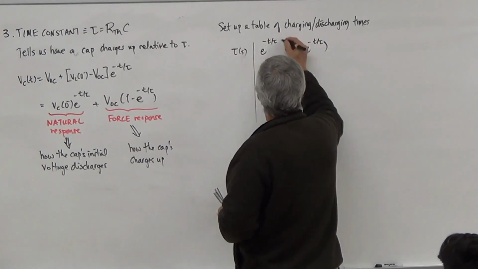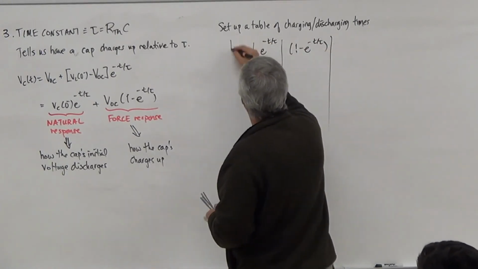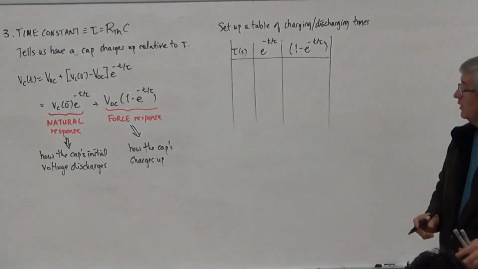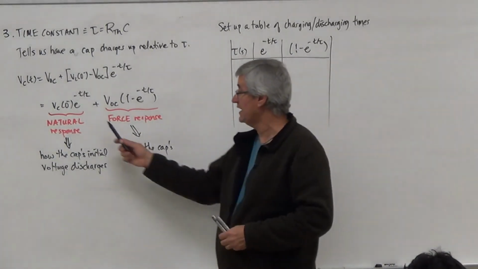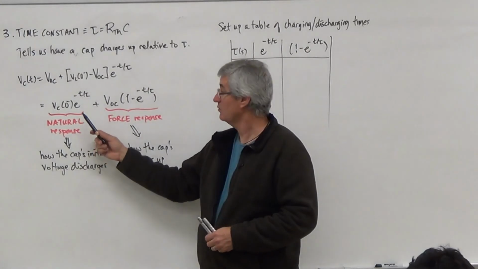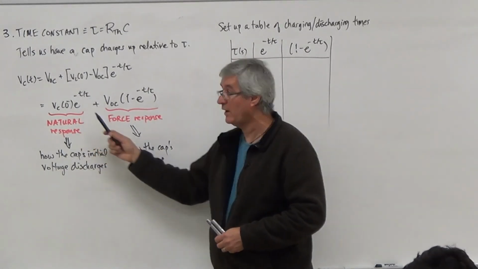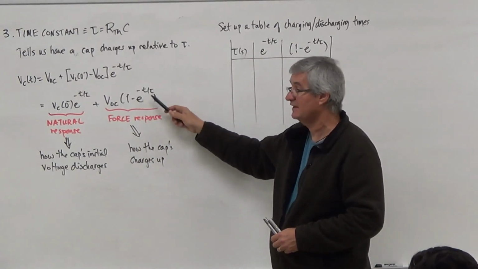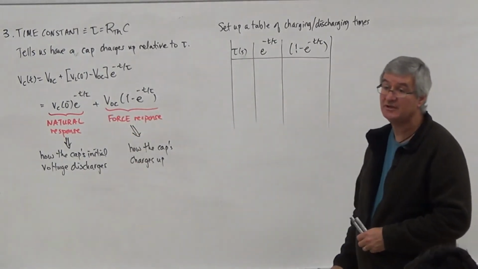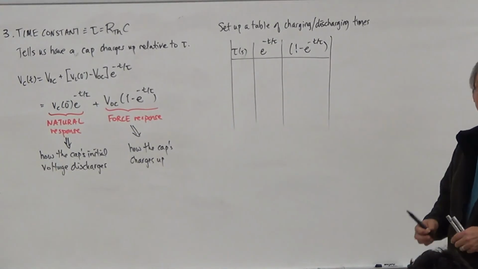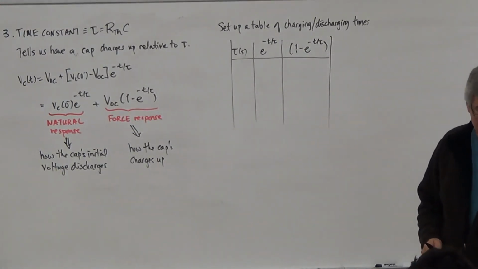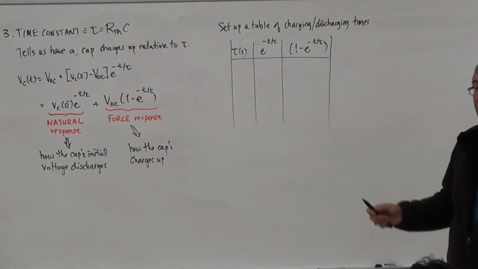So what you're seeing here is the following thing. When I look at this solution for the natural response, it's an exponential term. When I look at the solution for the forced response, it's 1 minus that. The value of VOC, or the value of VC(0-), is not the important thing. What is important are those values right there.